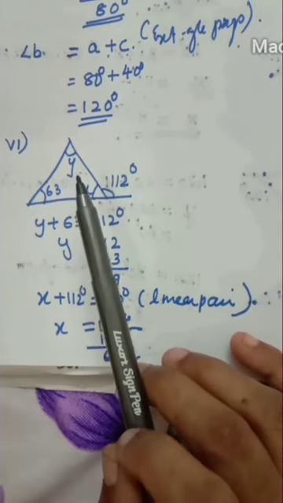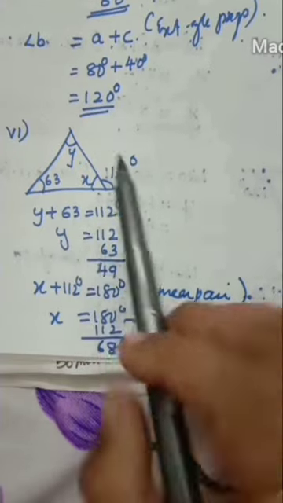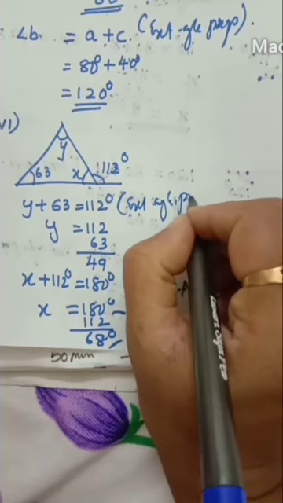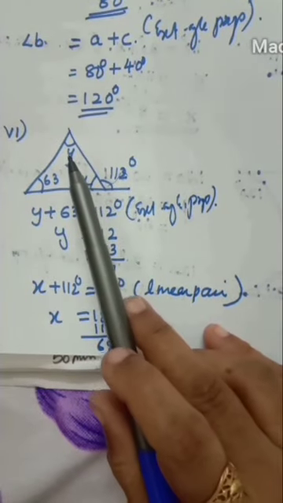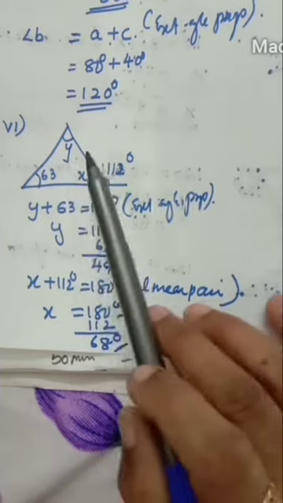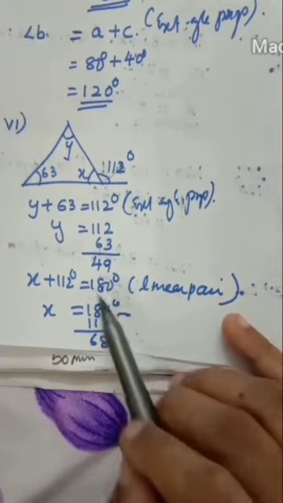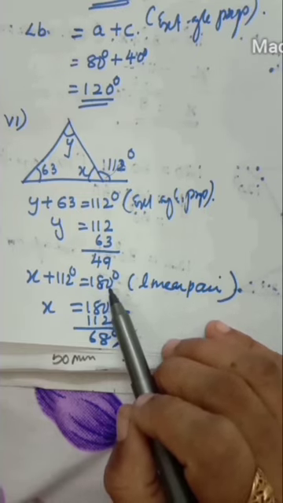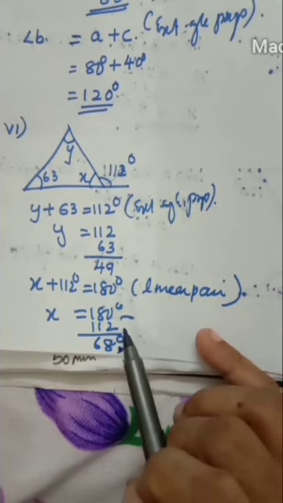Next, exterior angle property, 112 equal to 63 plus y. Exterior angle property. After that you are getting y equal to 49. Okay. Then x, how you will find out? Third angle. First question already you done. Okay. 3 angle you add it and put the value and see equal to 180. You will get a third angle x equal to 68 degree.